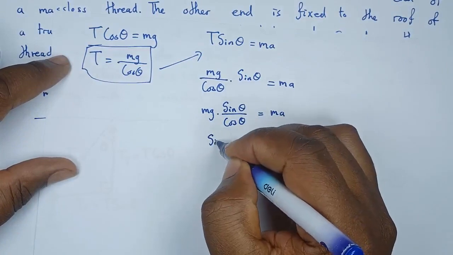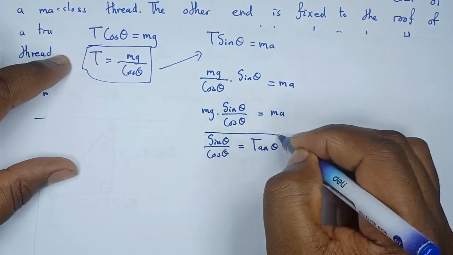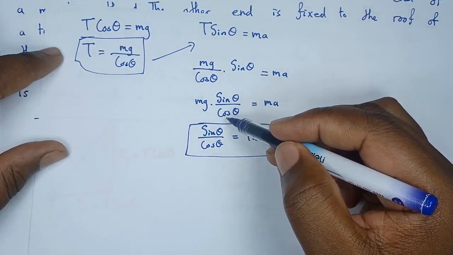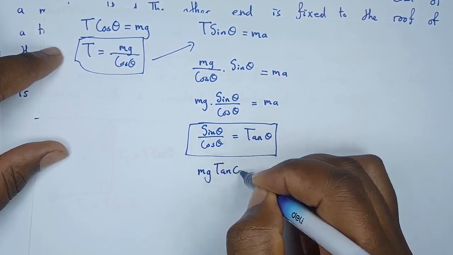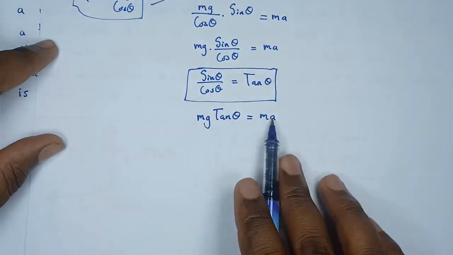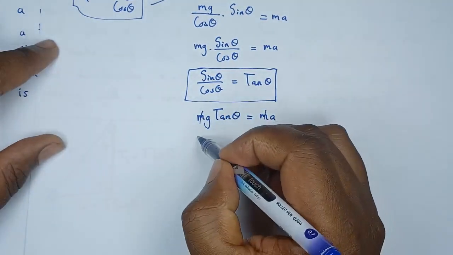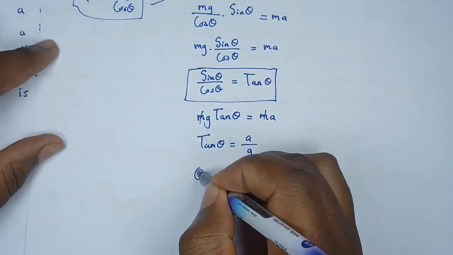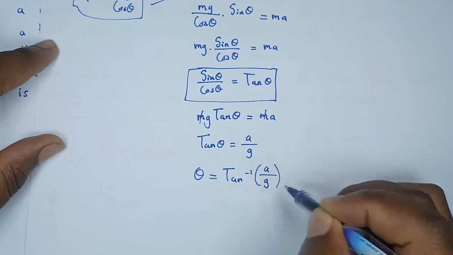From trigonometry, sine over cos is equal to tan. This is an identity from trigonometry. So where we have sine over cos, we replace it with tan, so that mg tan theta is equal to ma. We divide both sides by mass, and it cancels. What we're looking for is theta. Hence tan theta is equal to a over g, so theta is equal to the tan inverse of a over g.